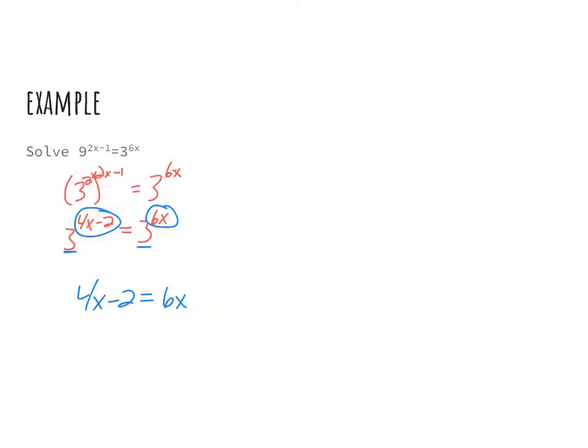So what I do next, I can subtract 4x from both sides, giving me negative 2 is equal to 2x. Divide both sides by 2, I get that my x value is negative 1. So x is negative 1.